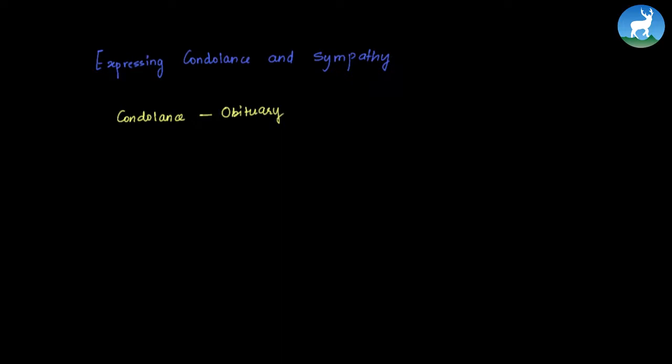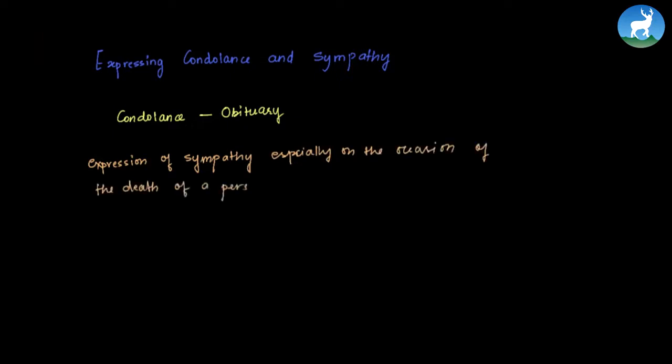A condolence is an expression of sympathy, especially on the occasion of the death of a person's relative or close friend. The Oxford Dictionary defines condolence as an expression of sympathy, especially on the occasion of the death of a person's relative or a close friend. To publish an obituary in a newspaper, we usually see there are so many condolence messages in the newspaper.